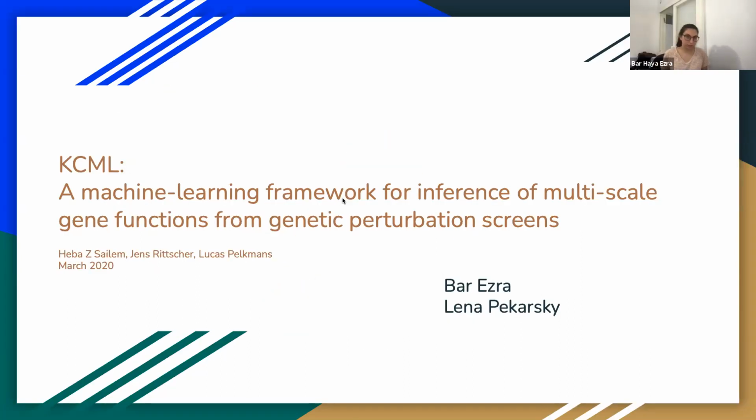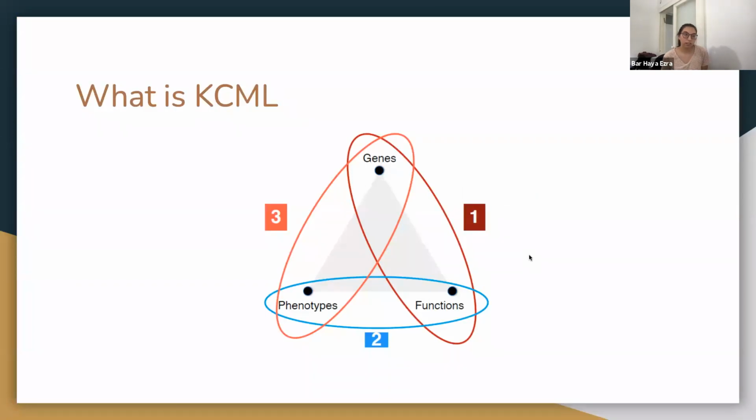Okay. So, hello everyone. Our names are Bar and Lena, and we would like to present today the KCML framework. It's a machine learning framework for inference of multi-scale gene functions from genetic perturbation screens. This paper is pretty new as it's from 2020. So what is KCML? KCML is a machine learning framework that maps the connections between genes, functions, and phenotypes. And we'll talk about these connections more in depth later on. It can be generalized to different types of data and predict novel gene functions based on the variety of data.